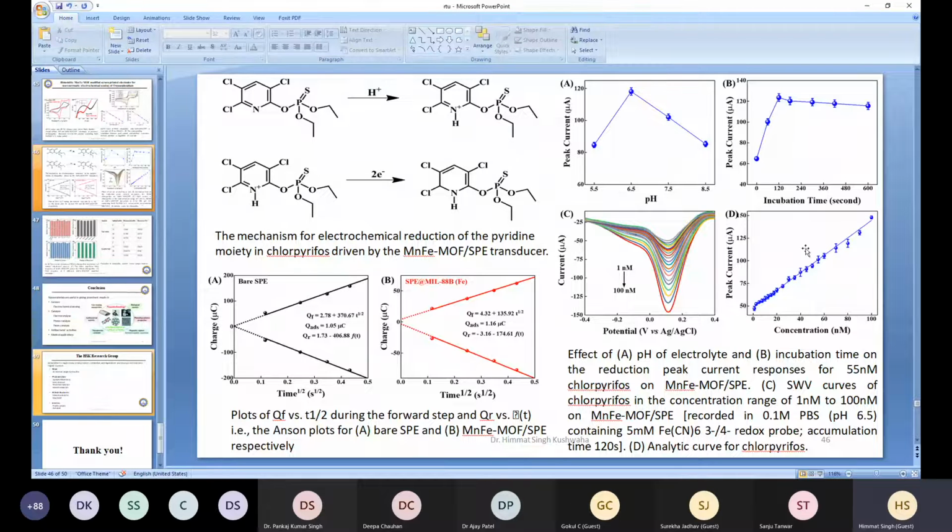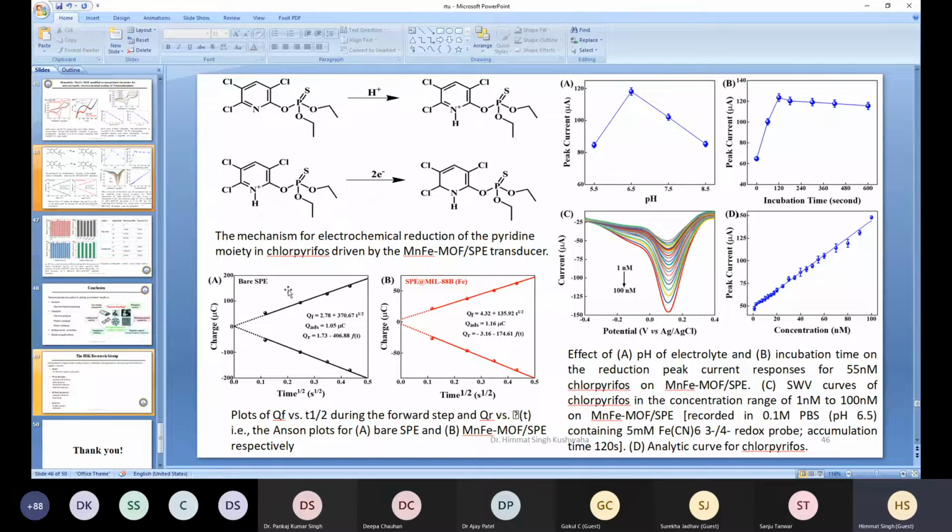The limit of detection for chlorpyrifos can be calculated from this linearity curve, and it is observed to be around 0.85 nanomolar for chlorpyrifos in 0.1 molar PBS solution, which has 5 millimolar ferrocyanide redox probe.